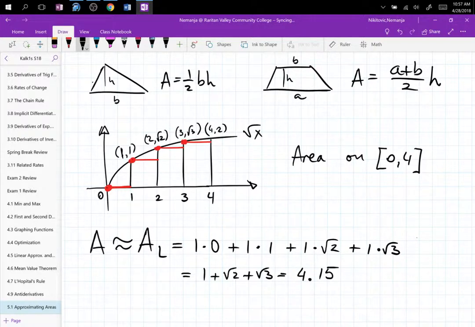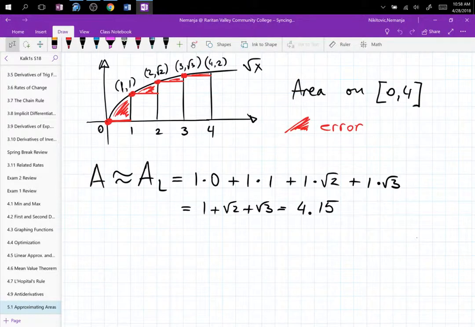4.15. So if I use the left-hand sums, now there's a lot of error here. See, all of this stuff over here, plus all of this stuff, plus all of this, and all of this, that is all error. The difference between the exact actual area and the one we calculated.